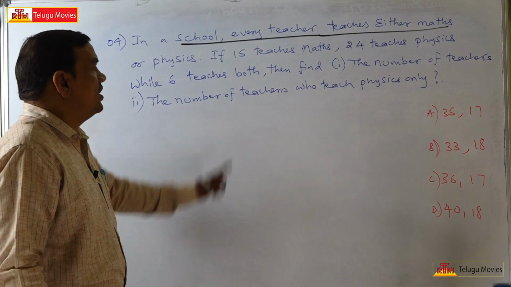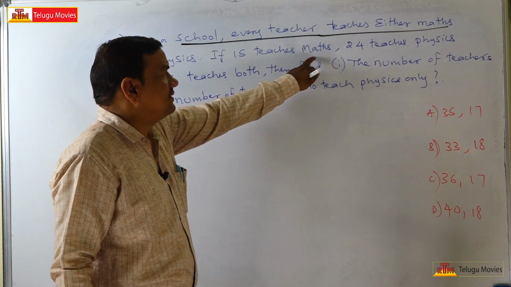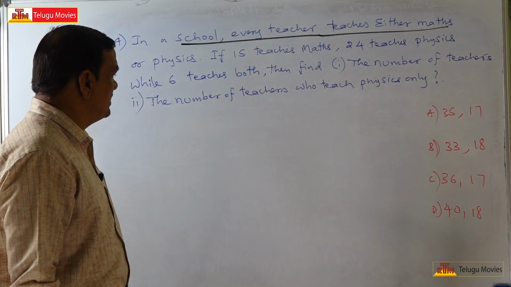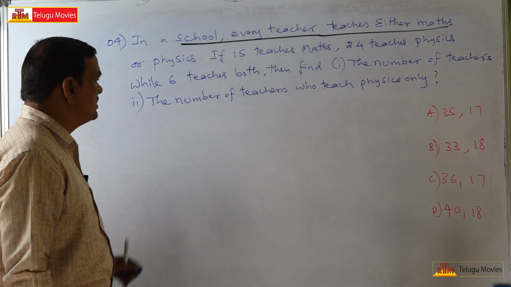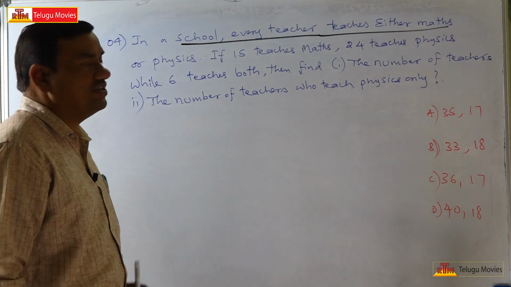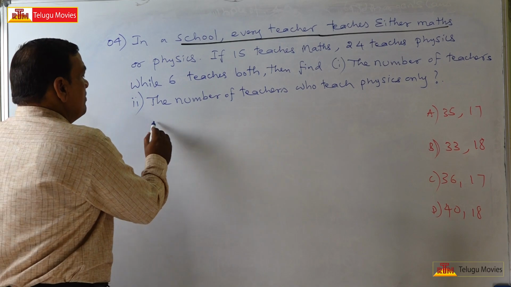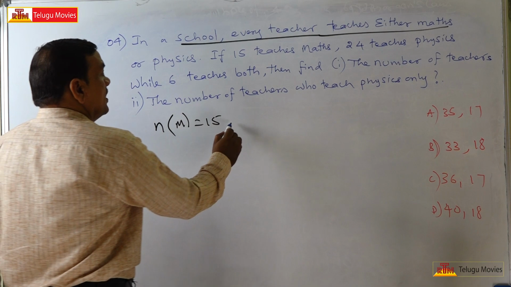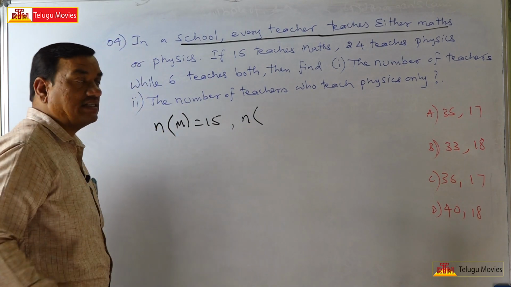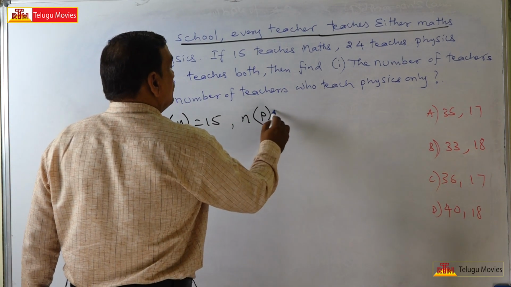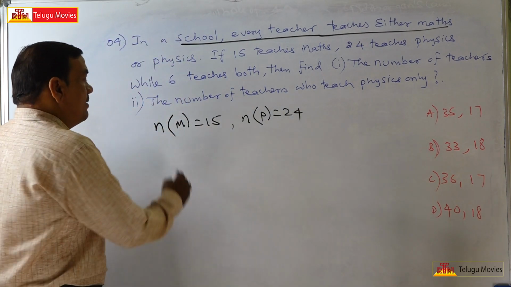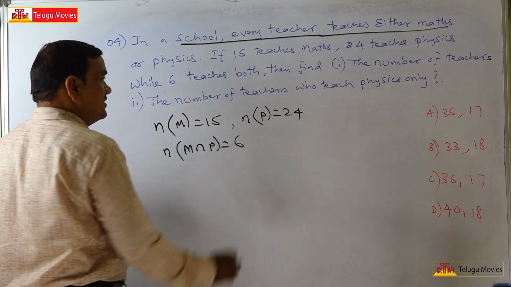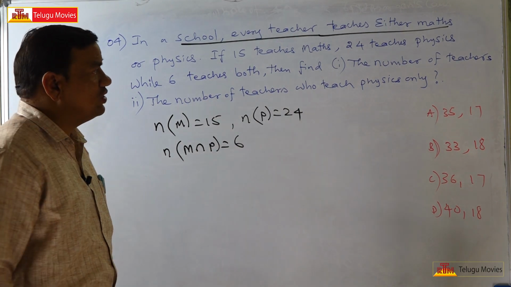Remember that. If 15 teach maths and 24 teach physics while 6 teach both, then find the number of teachers and the number of teachers who teach physics only. So very easy. The number of teachers who teach mathematics is 15, the number who teach physics is 24, and the number who teach both maths and physics is 6. He asked us to find the number of teachers.